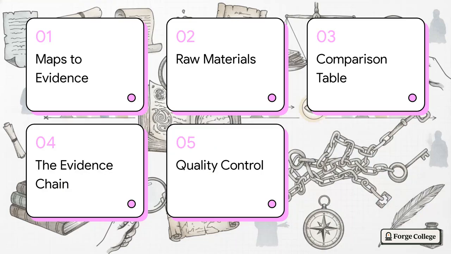Here is our blueprint for today's process. We'll start by moving from maps to hard evidence, then we'll gather our raw materials, build a comparison table, forge the evidence chain, and finally run through a quality control checkpoint. Let's get right into it.